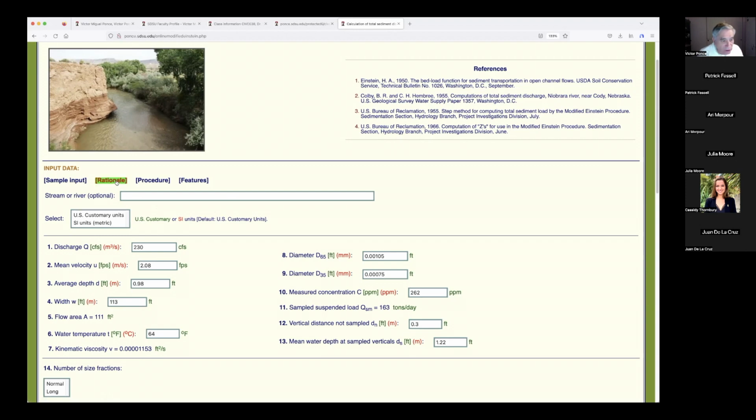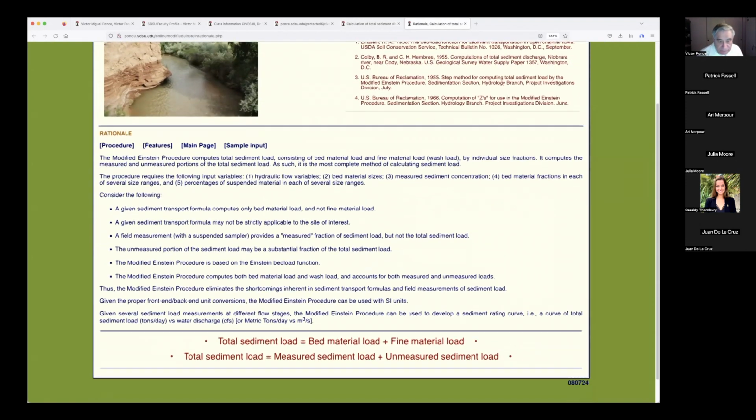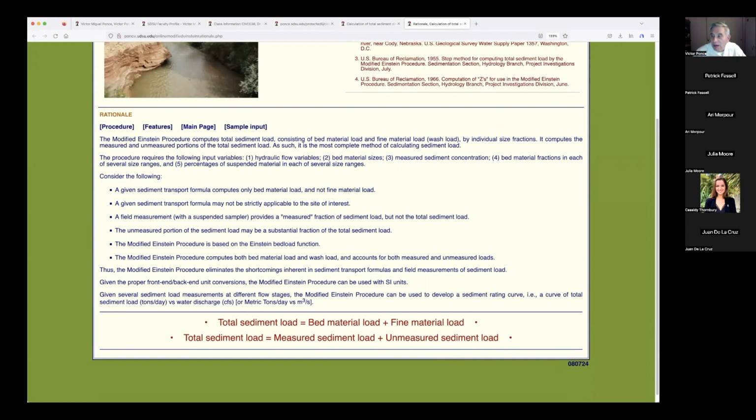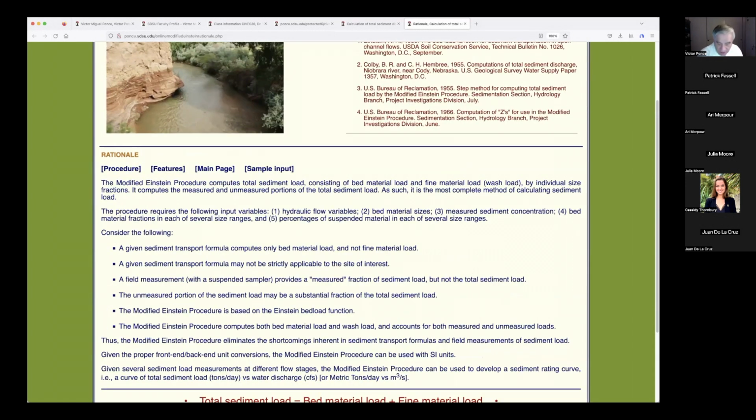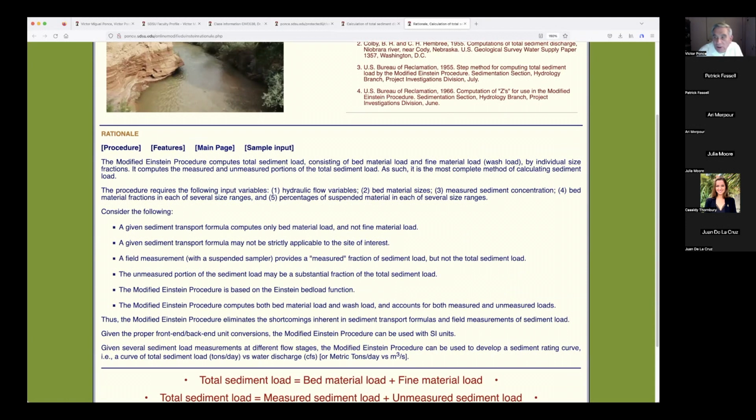Okay, so we're going to go to rationale here first. Make sure we understand the concept of the methodology. And why is it that it's been said that it is the best method available? The modified Einstein procedure computes total sediment load consisting of bed material load and fine material load, wash load, by individual size fractions. It computes the measured and unmeasured portions of the total sediment load.